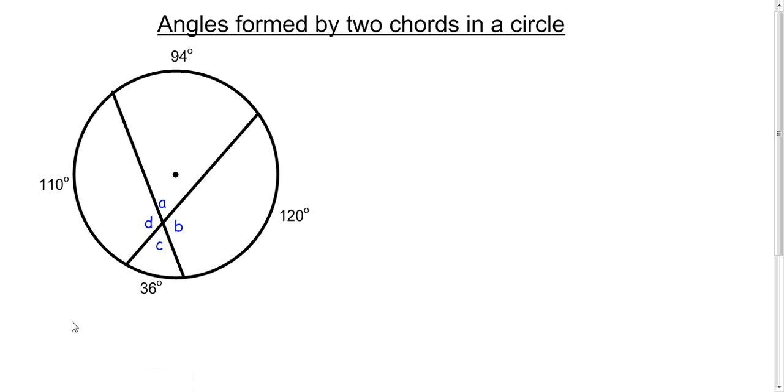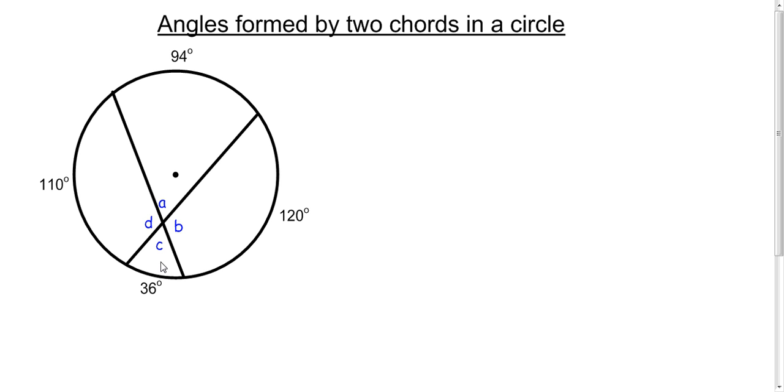In this video, we're going to look at the angles formed by two chords inside of a circle. So I've got an example here. We have a circle, and there are two chords that meet right here. Notice the center is here, not where the chords meet. That's important for this. And we have some angles here. We've got angles A, B, C, and D, and we're going to figure out how many degrees these angles are with these given arc measures.